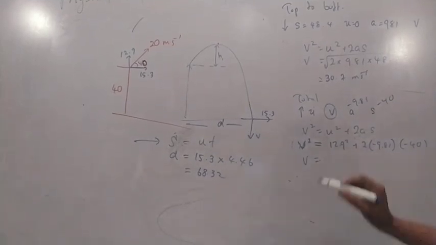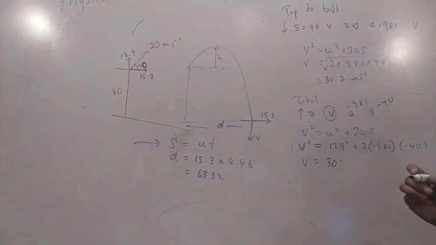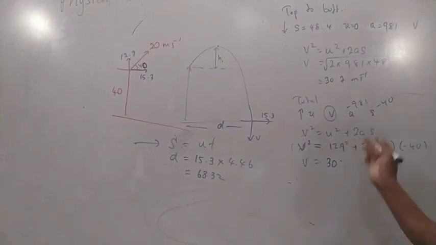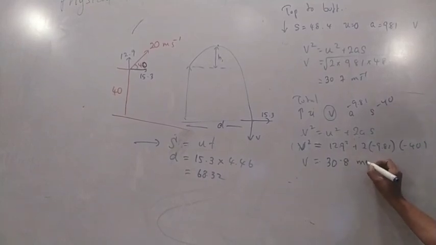So it also comes as 30 point something, right? The decimal points may be varying, because sometimes we ignore some numbers. So still the same answer, right? But this is not the final answer. We just calculated the vertical component.